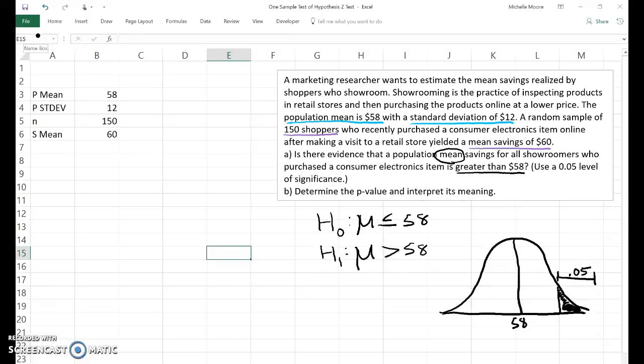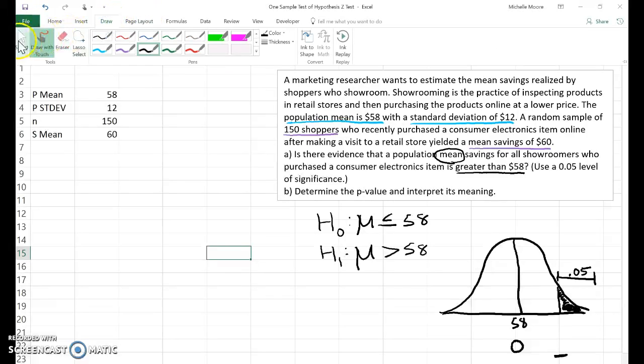At this point, we need to figure out what's our critical value. Now on a standard normal curve, the mean is 0 and standard deviation is 1. We know that 0 sits with 58. Now we need to figure out, for 0.05 in the tail, what is the z-score that sits right here? What should that be? To do that, I'm going to go back over into Excel.